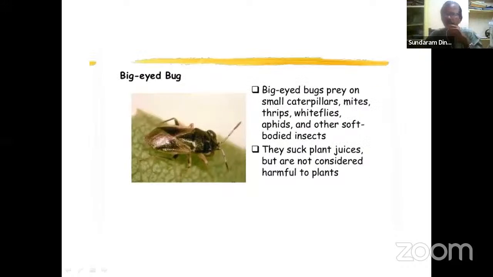And this is a big-eyed bug. They prey on small caterpillars, mites, thrips, whiteflies, aphids, and other soft-bodied insects. So it is an indirect benefit we are getting out of a big-eyed bug. People have started rearing such insects in an artificial way so that they can be introduced to the field.